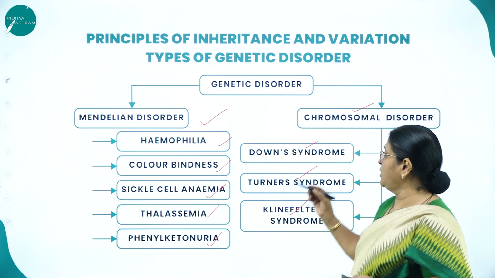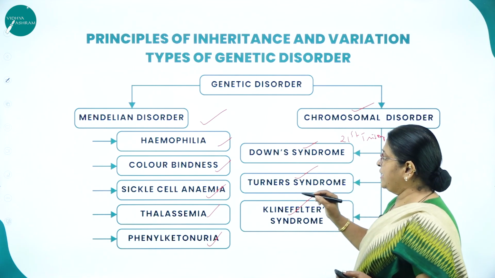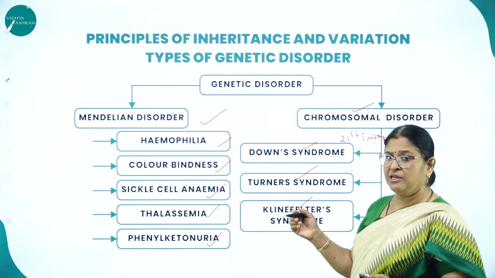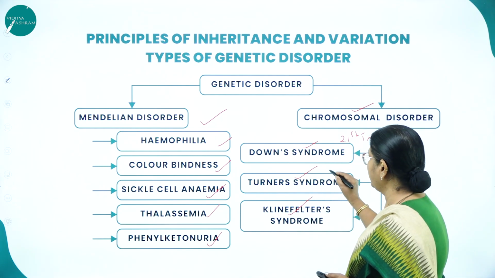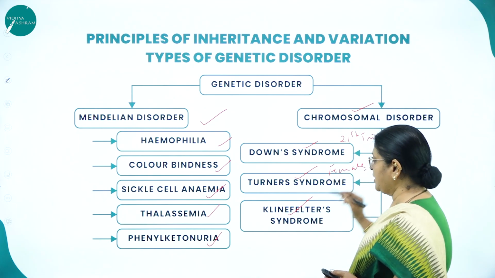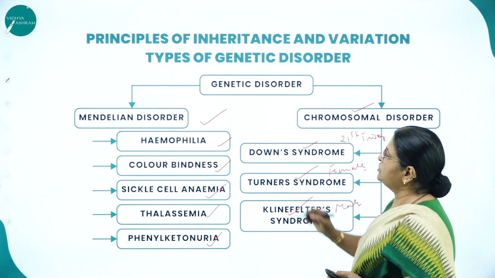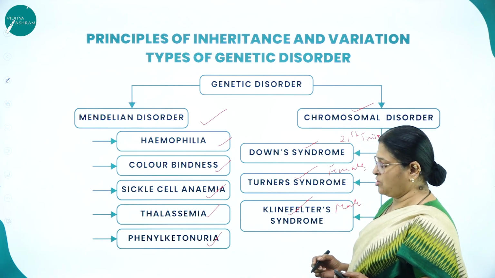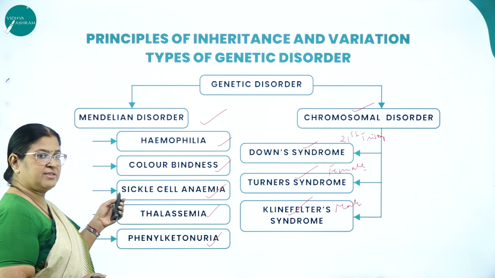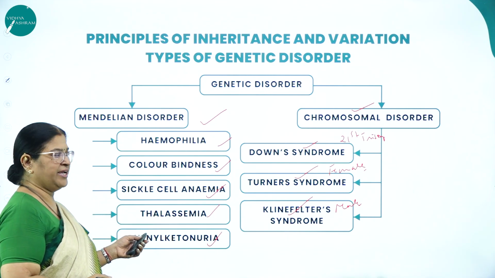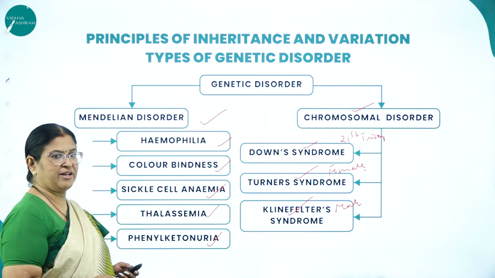Down syndrome is also called 21st trisomy. Down syndrome is common for both male and female, whereas Turner syndrome occurs only in female, and Klinefelter syndrome occurs only in male. So these are the different types of genetic disorders. That is Mendelian disorders, example hemophilia, color blindness, sickle cell anemia, thalassemia and phenylketonuria. Then chromosomal disorders, Down syndrome, Turner syndrome and Klinefelter's syndrome.